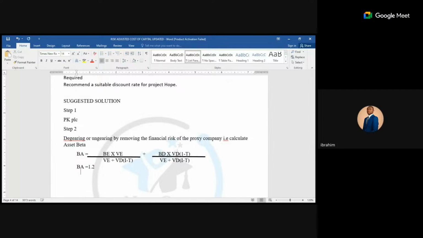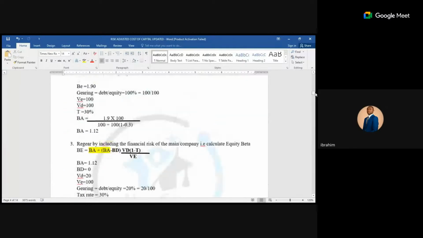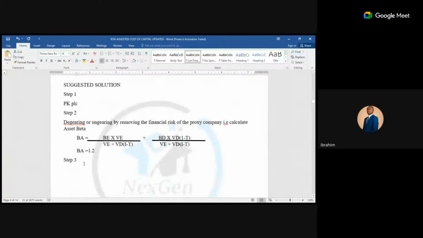Class, what is the next step? Step 3. To regear. We have to regear by including the financial risk of the main company. The step is to calculate equity beta.